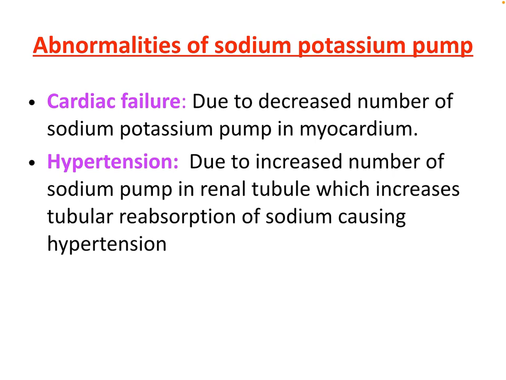And what are the abnormalities related to the sodium-potassium pump? These are the examples: cardiac failure and hypertension. Due to a decreased number of sodium-potassium pumps in the myocardium, cardiac failure occurs. Hypertension occurs due to an increased number of sodium-potassium pumps in the renal tubule.